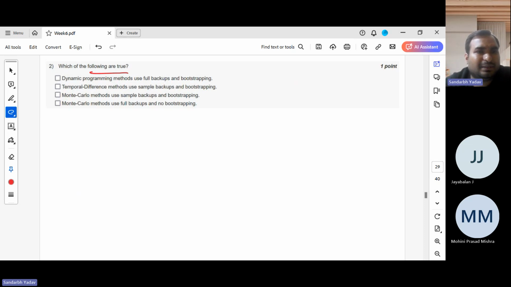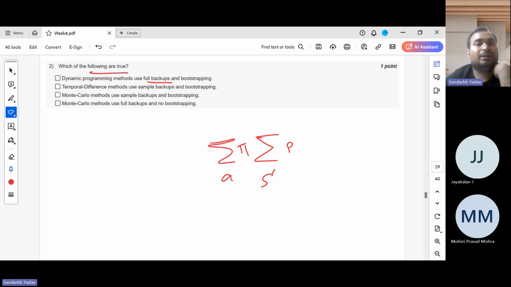So DP method, dynamic programming, basically we use full backup because we are calculating every possibility. We were summing over S dash and we were summing over all the actions, right? There was this transition probability. So we are using full backup, not just one backup. And bootstrapping also we were doing because after the transition probability, there was this reward term plus gamma times. Here we were bootstrapping, V or Q, whatever.